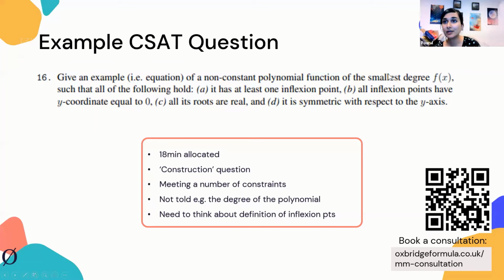Yeah, exactly. And with the inflection points, some people might assume they're stationary inflection points, so the gradient has to be 0, but actually it turns out that they're just talking about general inflection points, which is when a graph goes from convex to concave, and we're going to see another one of those later on today as well.